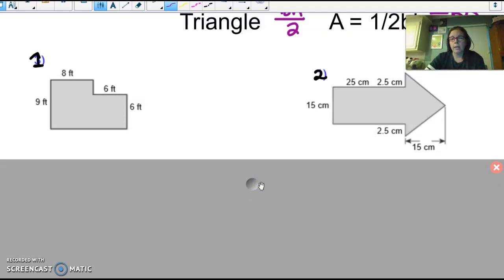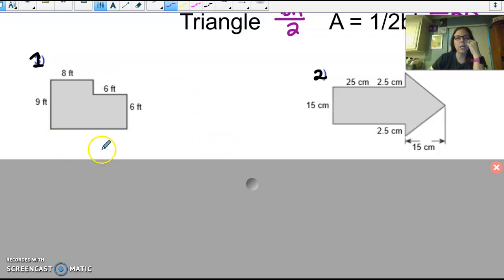So on number 1, we have to find the area of this, but this is an odd shape. I have no idea what this shape is. So we have to split it up into shapes we know. Now, the thing about this is there's lots of different ways. So I want you to look at it and say, okay, this is visually how I would do it.